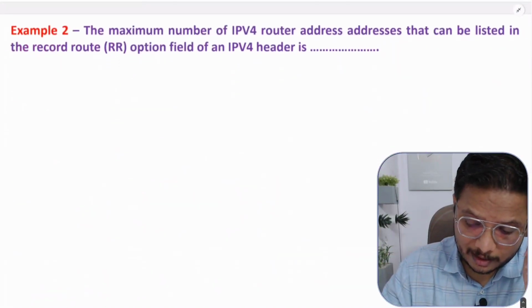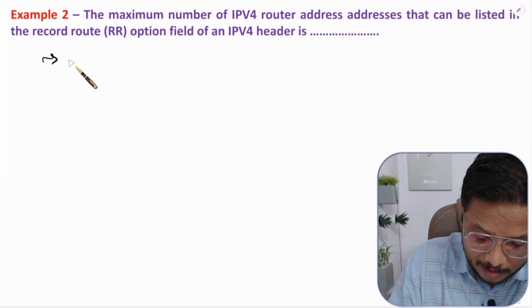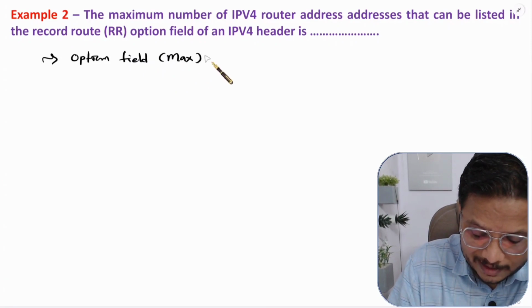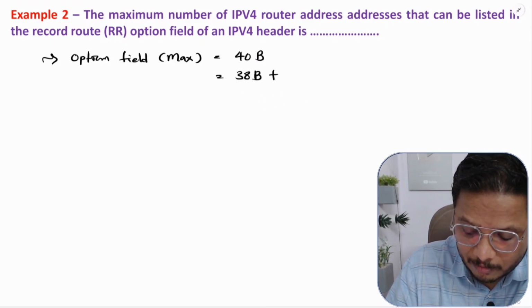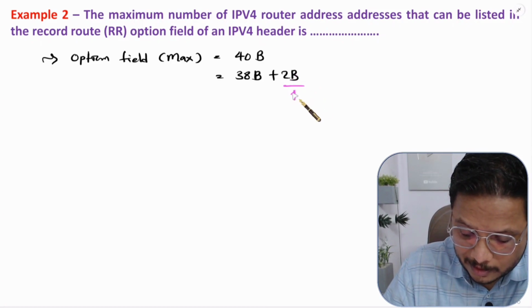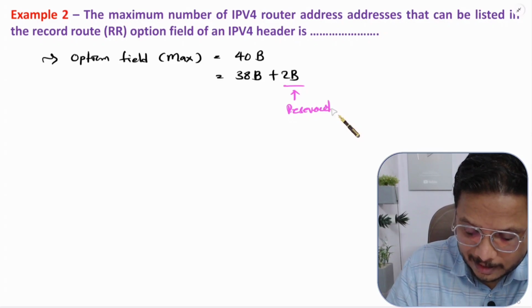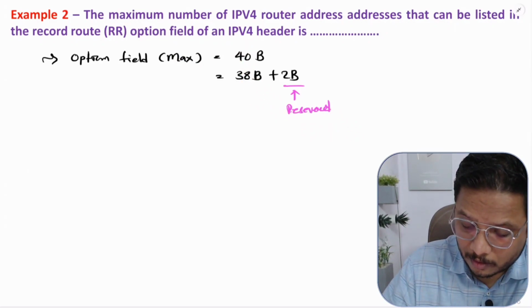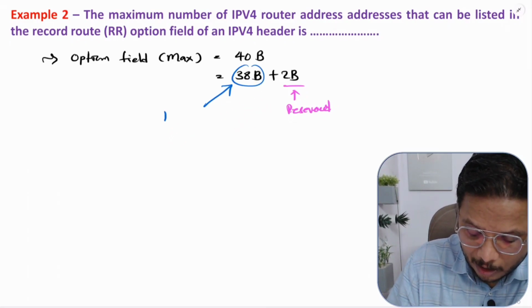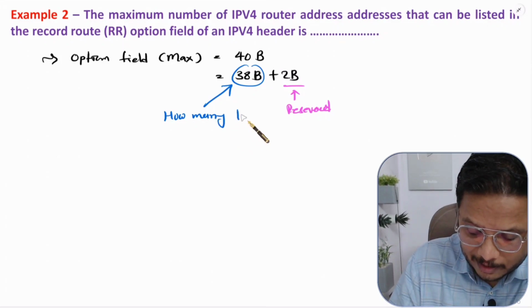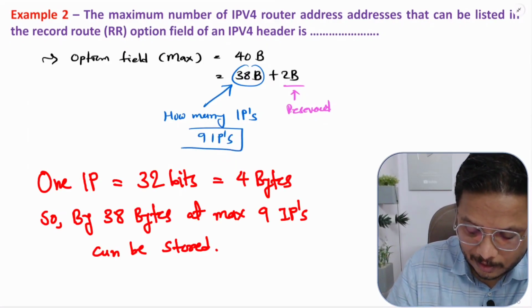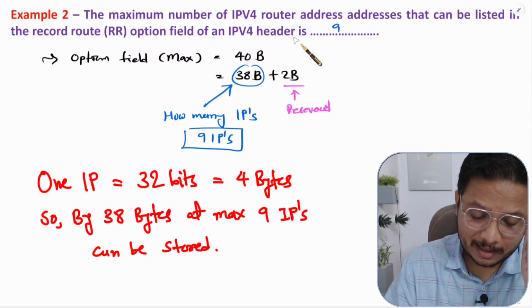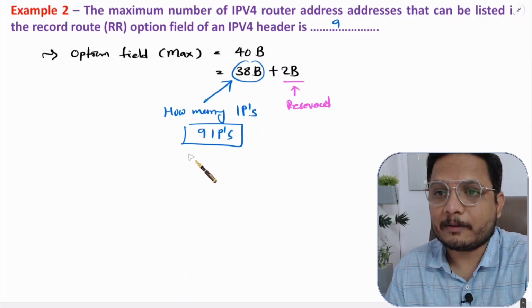So over here, you should know, we have the option field with maximum data, how much? 40 bytes. Out of 40 bytes, 38 bytes are available, but 2 bytes are reserved. This is reserved, right? That cannot be used for route recording. So by this much, how many IPs can we store? By this we can store 9 IPs, right? So this is your answer, 9 IPs that we can store over here, right?